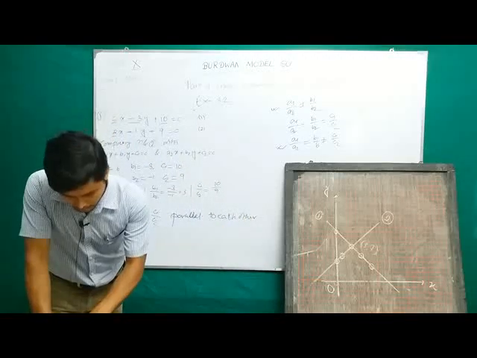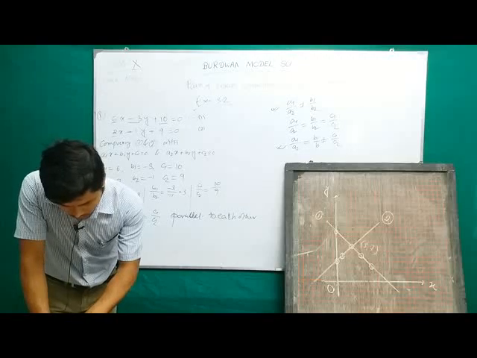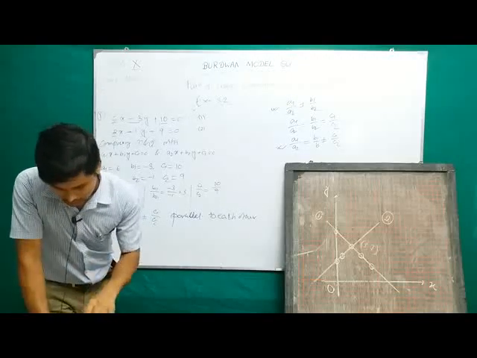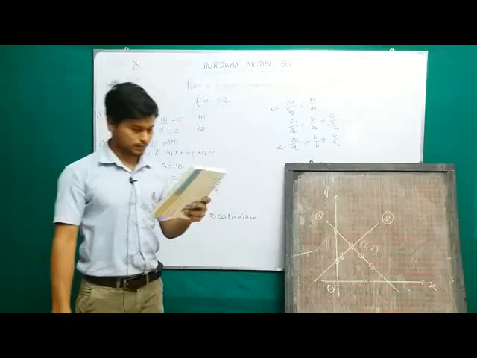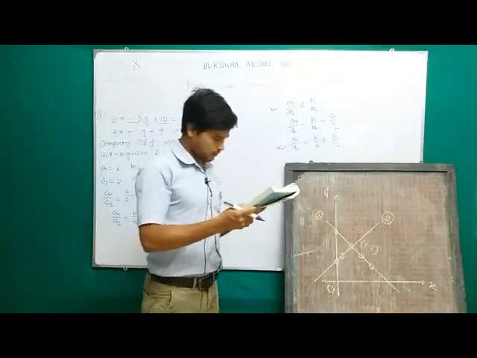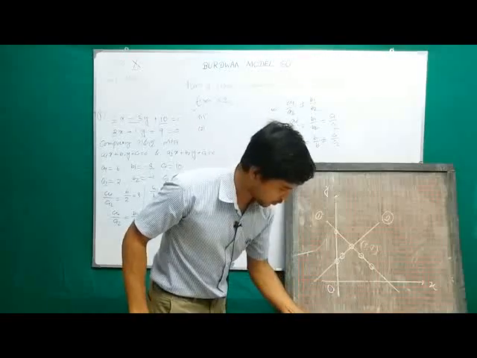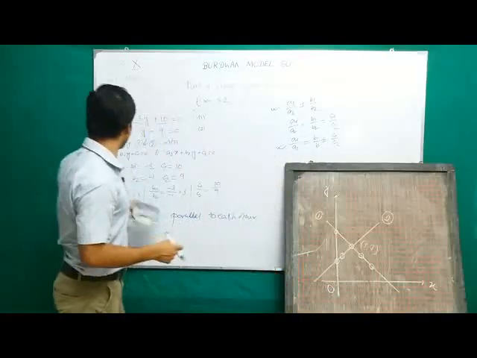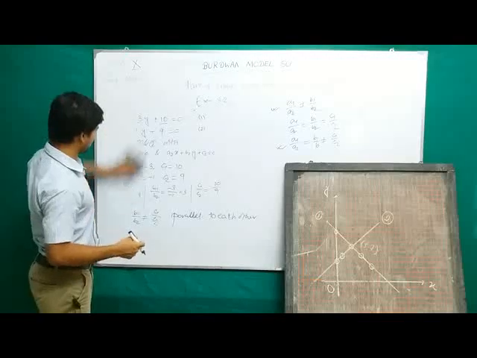Okay. So I have done question number 1 and question number 3. Question number 2 is homework. You will try it at your home. Okay. Now the next exercise also has 5 questions. I will solve 1 or 2 questions and the remaining will be homework for you.